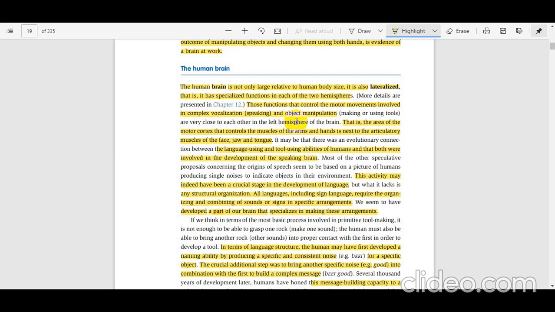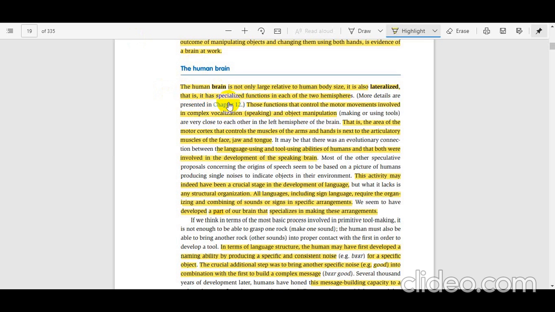Now, first of all, this subsection talks about, let's say, some of the features of a human brain. And as I said a second ago, you can go to chapter 12 to get more and more details about the human brain organization. Now, in general, the human brain is not that large compared to the human body. Okay, it's also lateralized, that is, it has specialized functions.